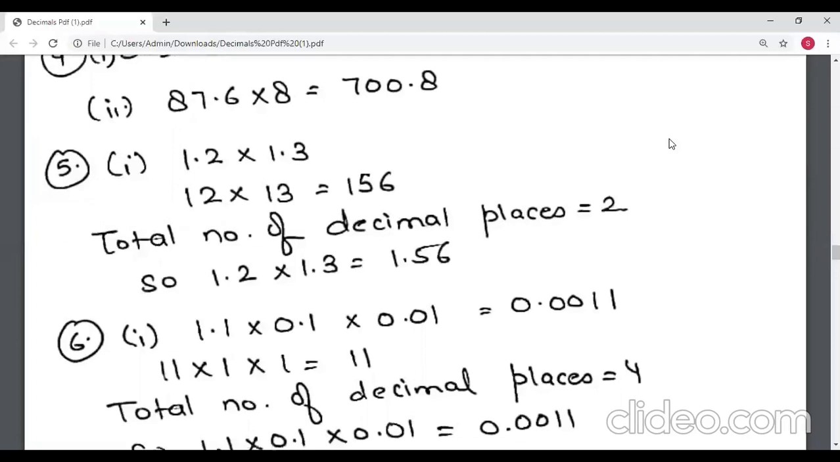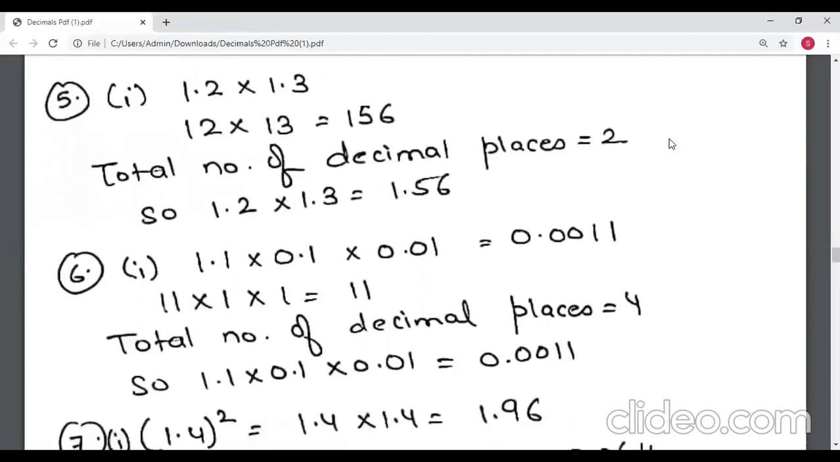Question number 5, 1.2 into 1.3. Let us first multiply 12 into 13. It will give you the answer as 156. Total number of decimal places here are 2. So 1.2 into 1.3 will give you 1.56.